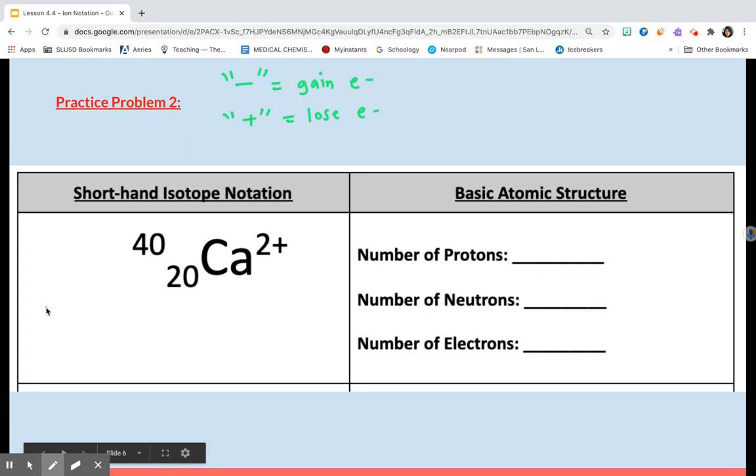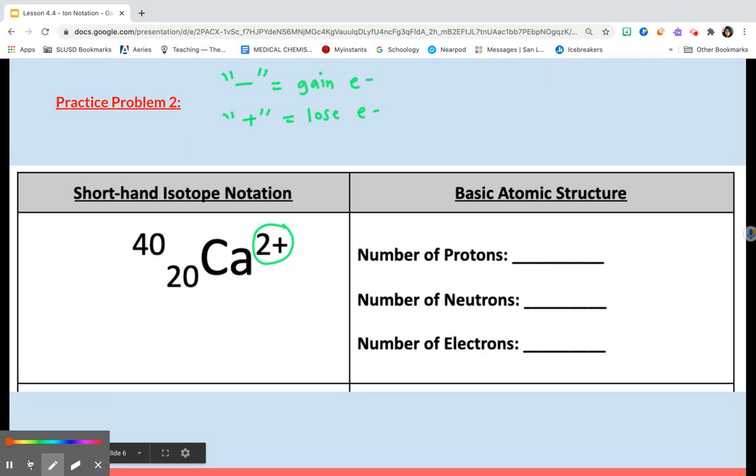All right, so let's see if you can figure this one out on your own before I do this together. Feel free to pause the video. And remember, there's two things you need to remember that are brand new, right? Looking at my charge on the upper right-hand side, if I see a plus sign, that means I'm losing electrons. If I see a minus sign, that means I'm gaining electrons. Okay, and when you're ready, go ahead and unpause, and I'm going to walk through how to solve.